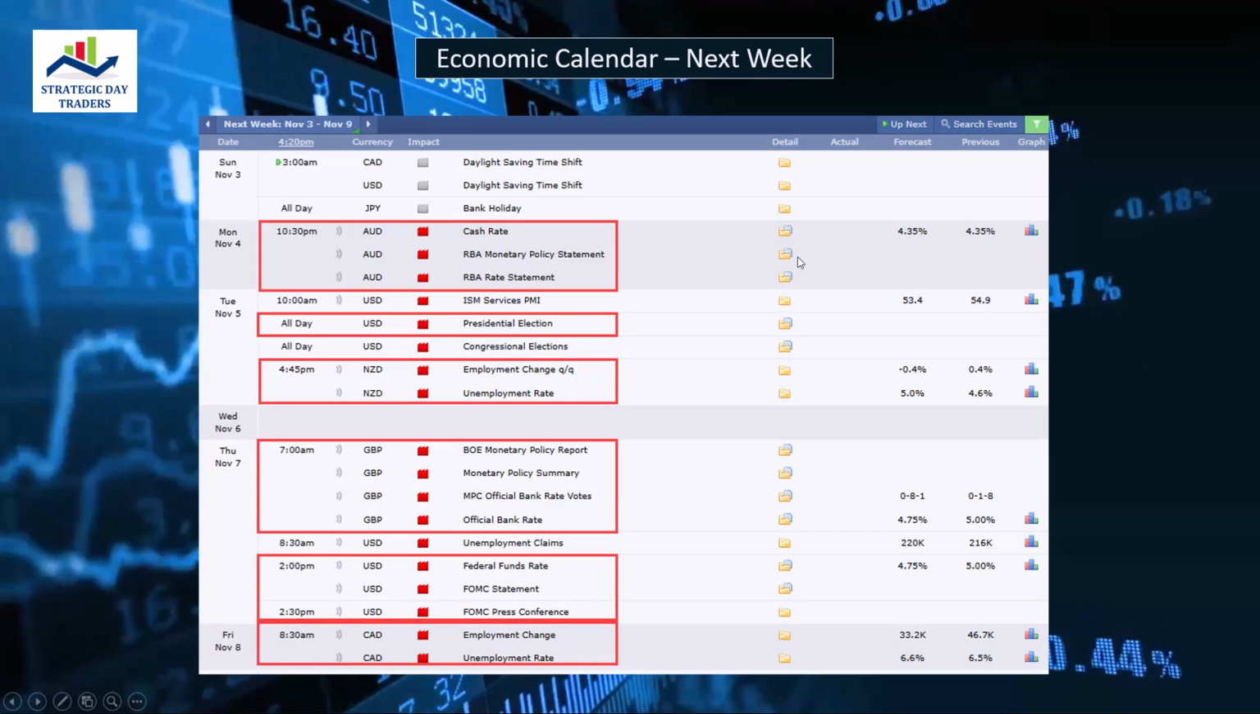Here's what we've got coming up this week. Remember, we have daylight savings time shifting in Canada and the U.S. On Monday, we've got some Australian interest rate news. Tuesday is election day in the U.S. Tuesday evening, expect, based on big movements in declaring certain states for one candidate or the other, big volatile moves in the market.